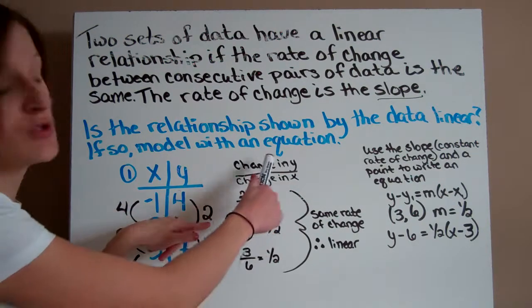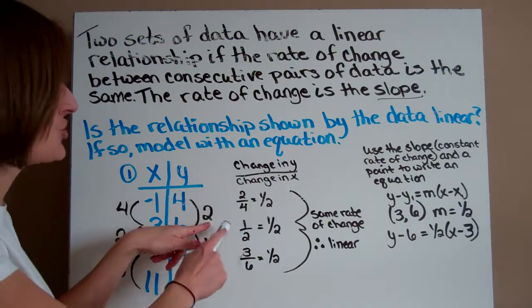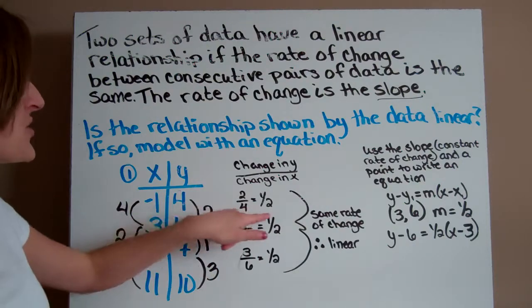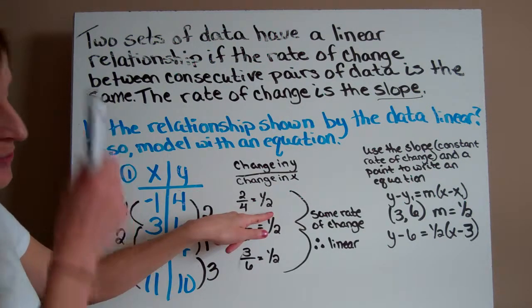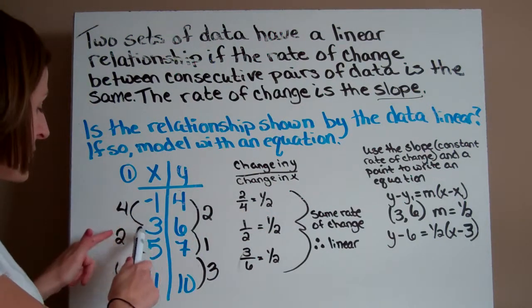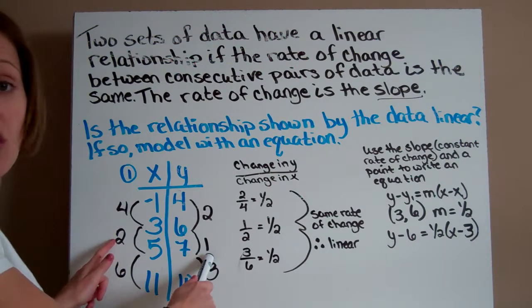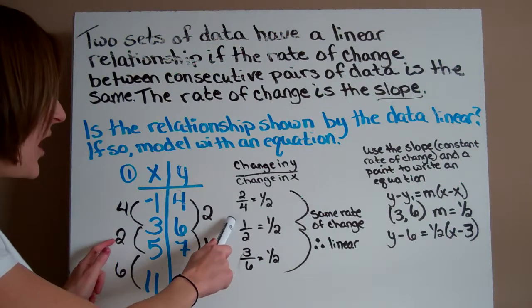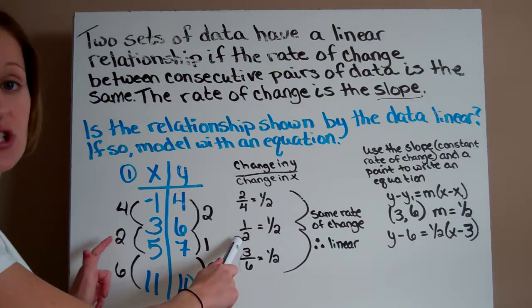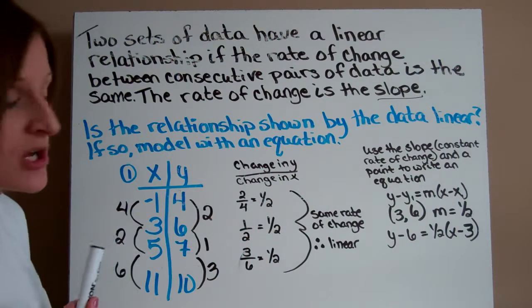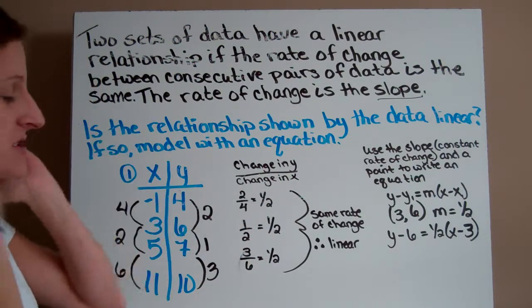Okay, then I'm going to do your change in y over change in x. So your change in y was 2 over your change in x was 4. So that's 1/2 for the first one. The second one, from 3 to 5 is 2 on the x side, and from 6 to 7 it's 1 on the y side. So do the y, which is 1, over the x, which is 2, and notice so far those two have the same rate of change or the same slope.